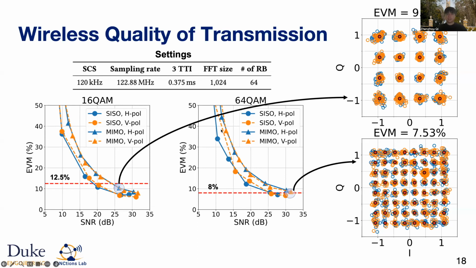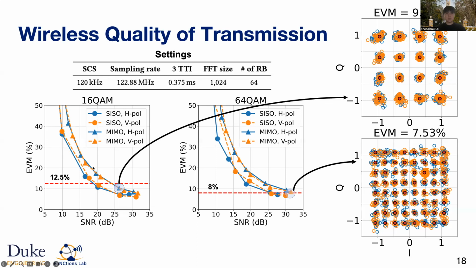We tested the SISO and polarization MIMO with 16 QAM and 64 QAM respectively. From the graph you can see that the MIMO performs a little worse than the SISO cases, which is caused by the interference between the two polarizations.